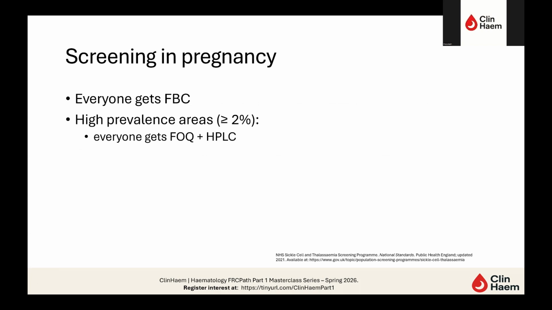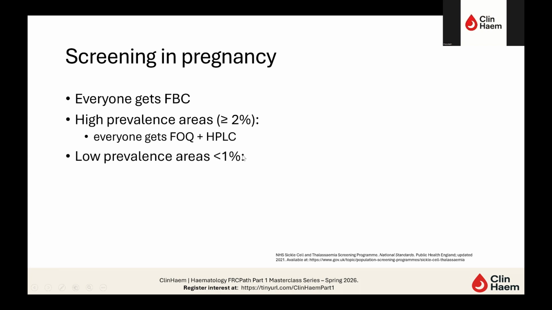In high prevalence areas, they get a family origin questionnaire to see where their family is from, what their ethnicity is, and where their biological parents' ethnicity is from. And if they're high risk, they also get one of the methods to screen for hemoglobinopathy. Most commonly used in the UK is HPLC as first line. But even CE, capillary electrophoresis, is a good enough answer for screening. But in the UK, we use HPLC most commonly.